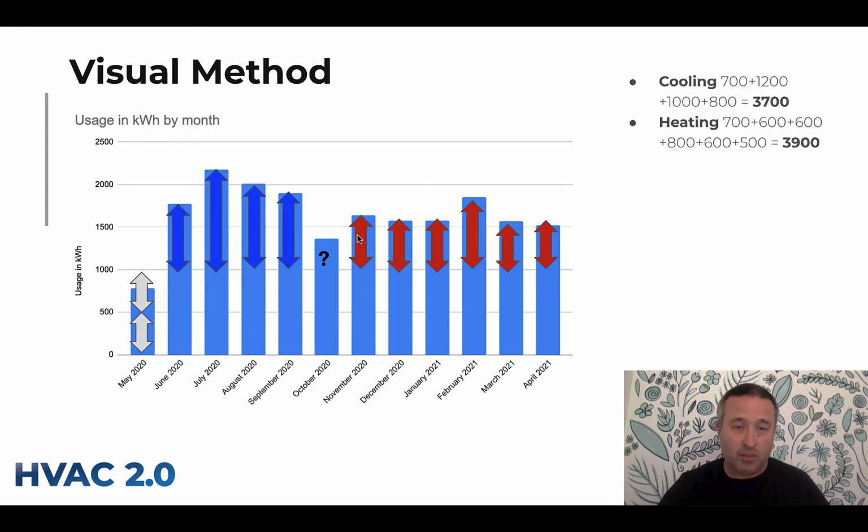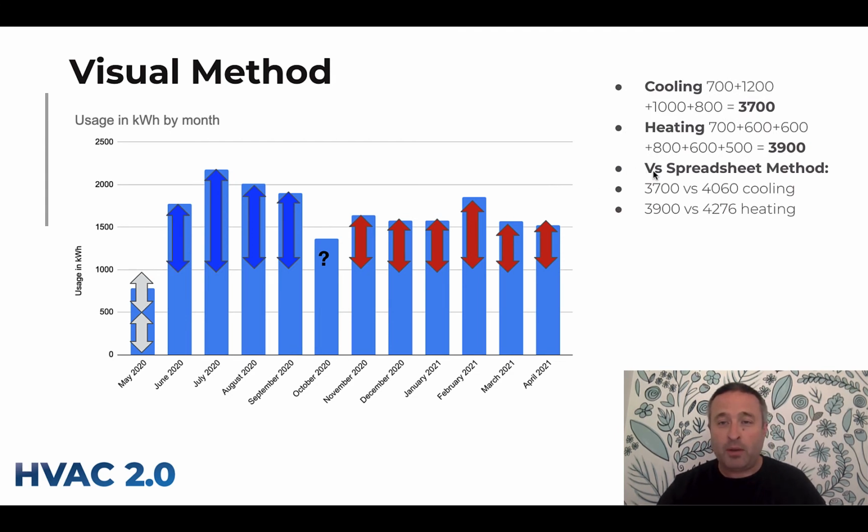Heating, you use the same thing, so 700 plus 600 plus 600 plus 800 plus 600 plus 500. Are they dead on? No. But none of this is dead on. Again, this is not hole in one, this is get on the green. So when you add those up, you get to 3,900 kilowatt hours. And I can do that in 10, 20 seconds, something like that.